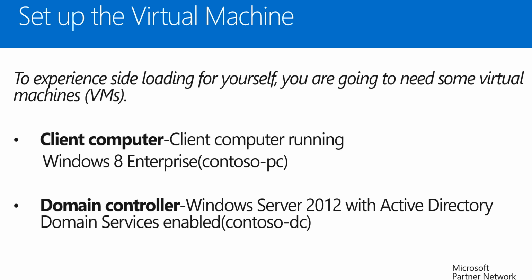To experience sideloading for yourself, you'll need first of all a client computer running Windows 8 Enterprise. You must join the same to the domain. Make sure you install Windows 8 Enterprise on the client as this is required for sideloading. The second machine which you will need is a domain controller. Joining a computer that is running Windows 8 Enterprise to an Active Directory Domain Services automatically enables sideloading, and that is why you need a domain controller.